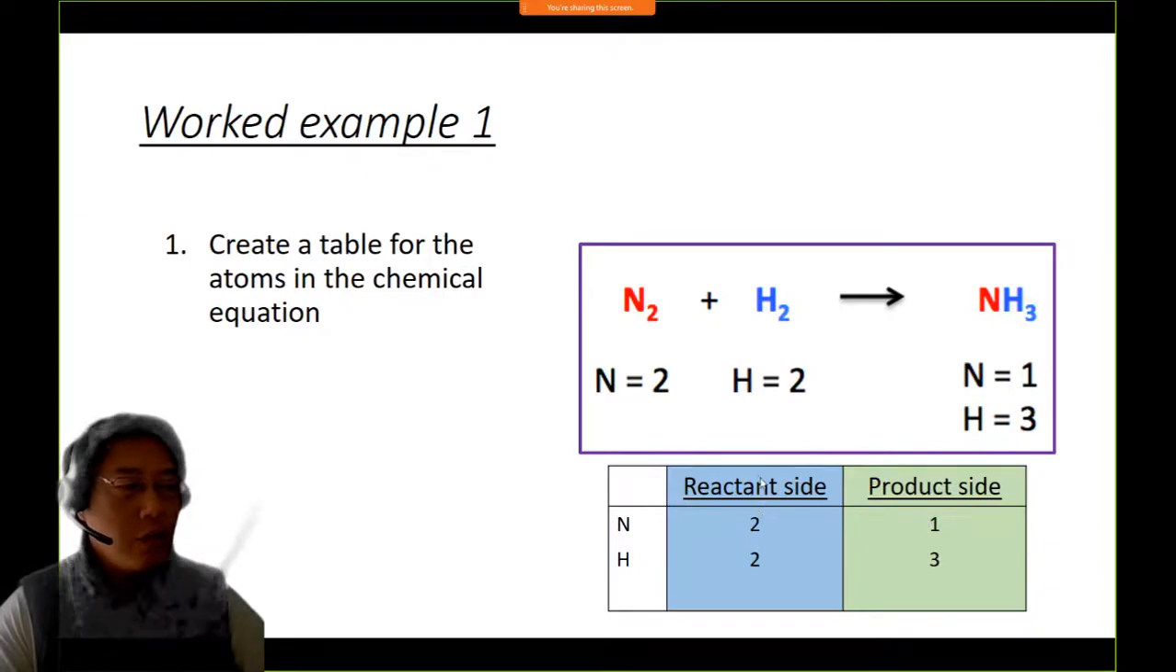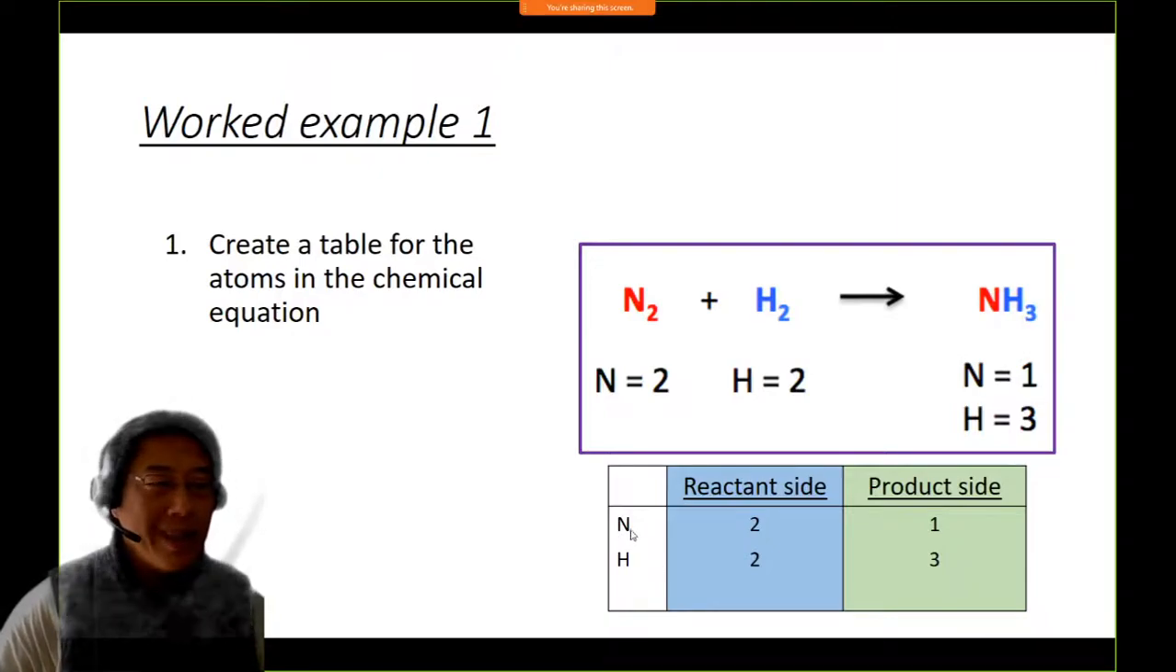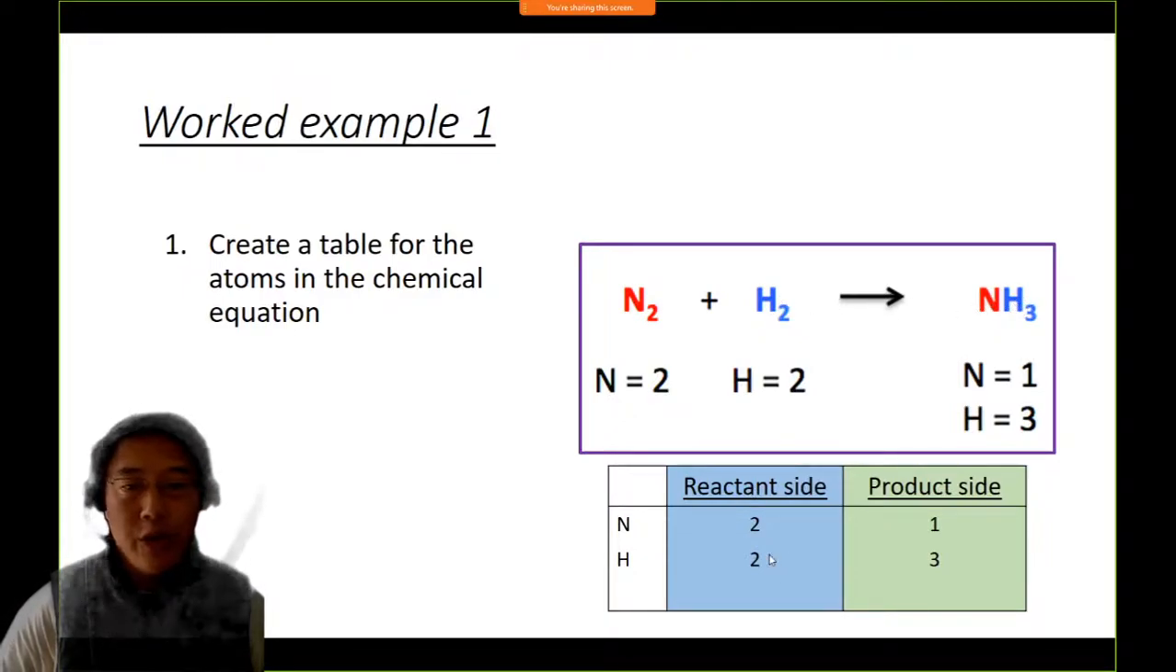So what I would do is create a table like this, have a column for the reactant, a column for the product, and here on the left in the first column you just list all the atoms. So you go from left to right, you see there's an N, you write N. There's an H, you write H. You keep going, you have N and H, you've already written it down, so you're done. And then you do the counting.